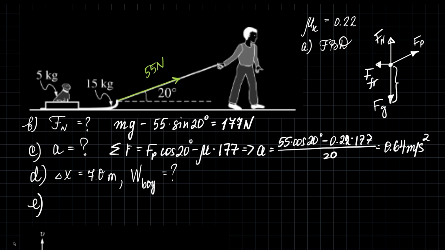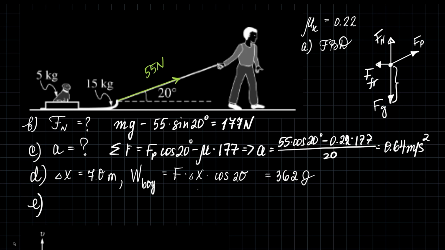Next question, they want us to figure out how much work the boy will do with that 55 newton force as he moves the dog sled system over 7 meters. That would be force, displacement, and cosine of the angle between them. Luckily, this is just 20 degrees. So 55 times 7 times cosine of 20, 362 joules of energy. 362 joules of work completed by this young fella.